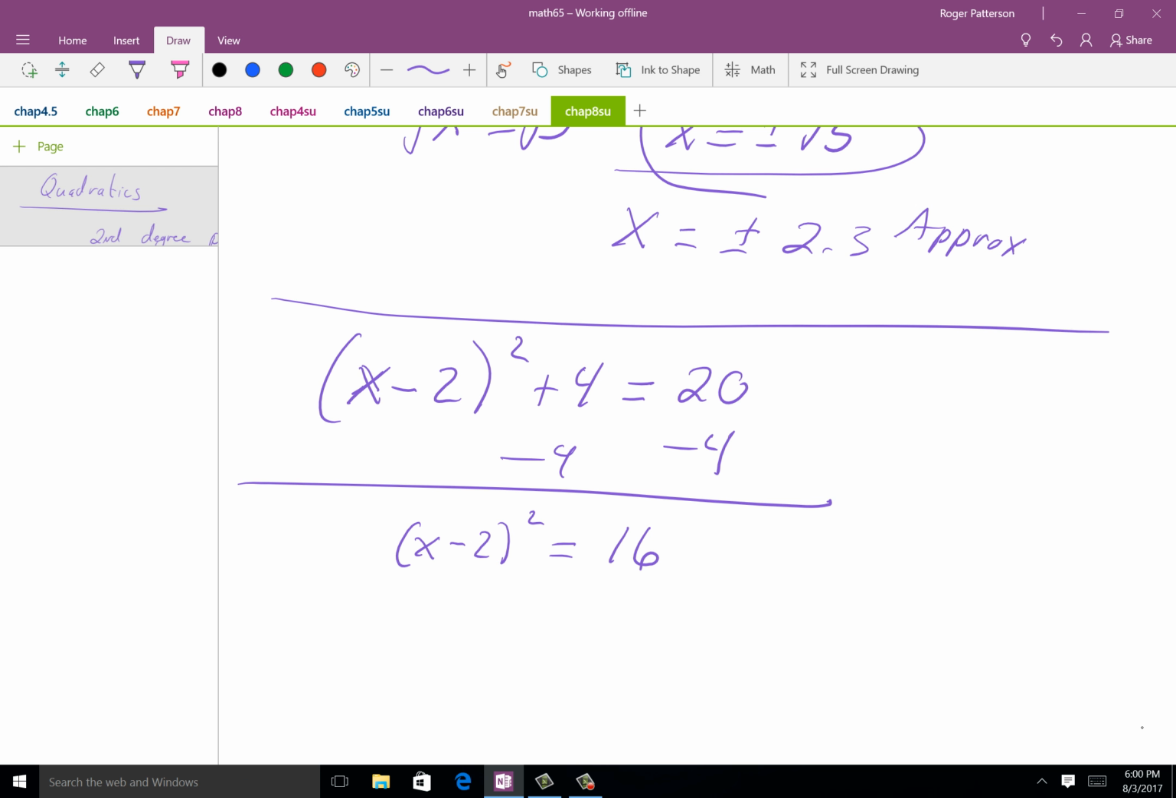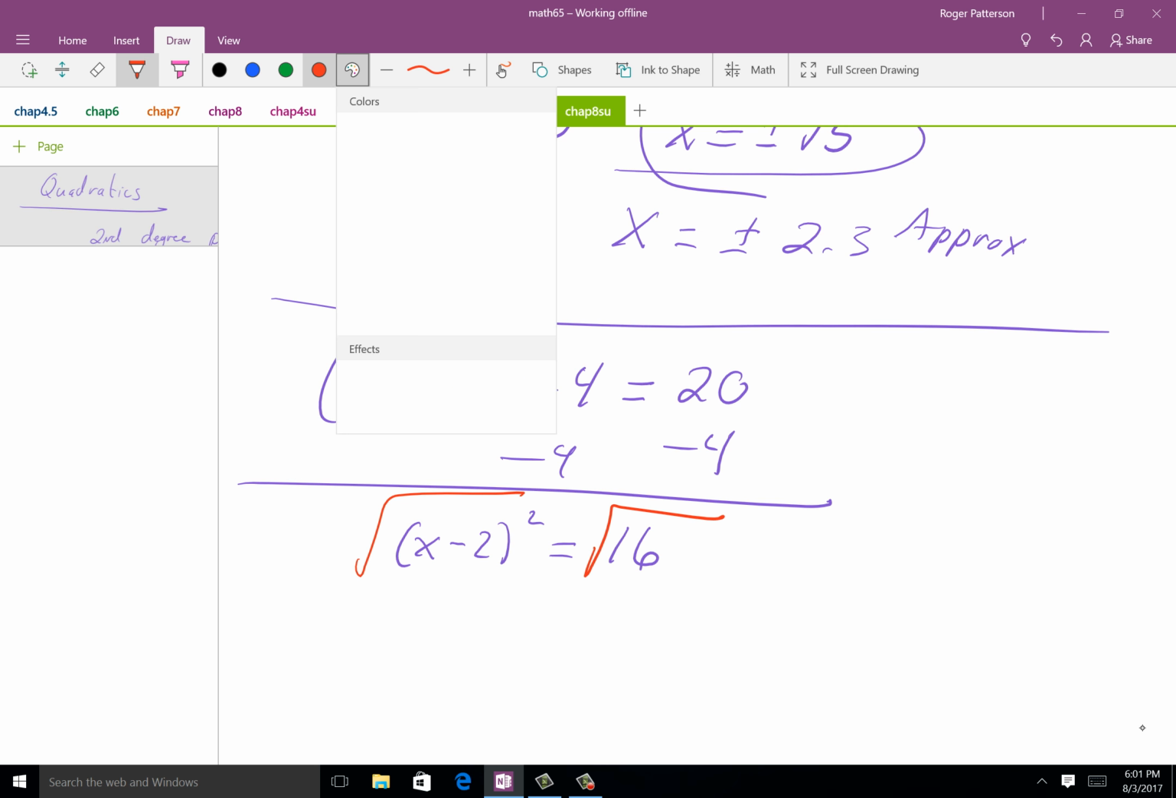So now we have an x minus 2 quantity squared. It's in that form, the squared, I can't think of the word for it, but anyway, it's the way we want it. So now we can just go ahead and square root it to get rid of the square.